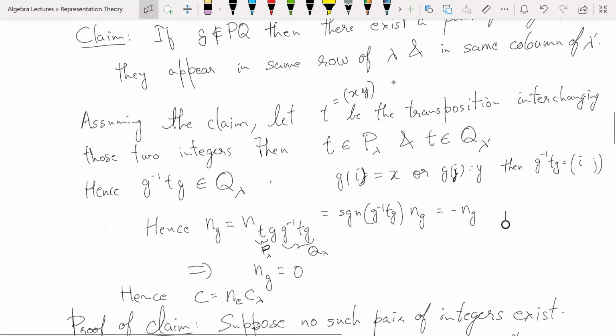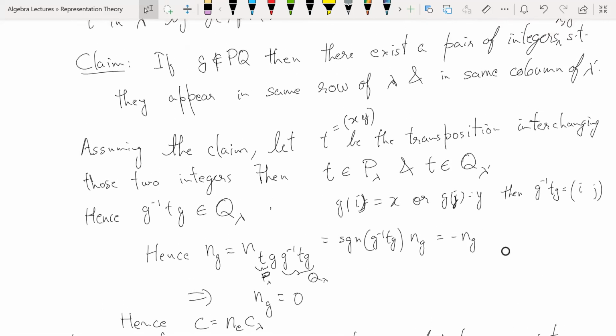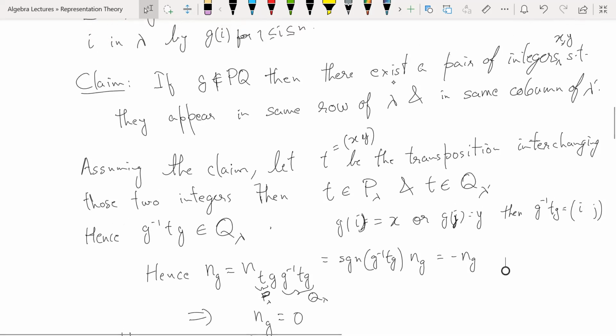So let's prove the claim. What we'll show is that if no such pair of integers exists, so that means there are no two integers which lie in one particular row of lambda and in one particular column of lambda prime, then we will show that g happens to be in PQ.